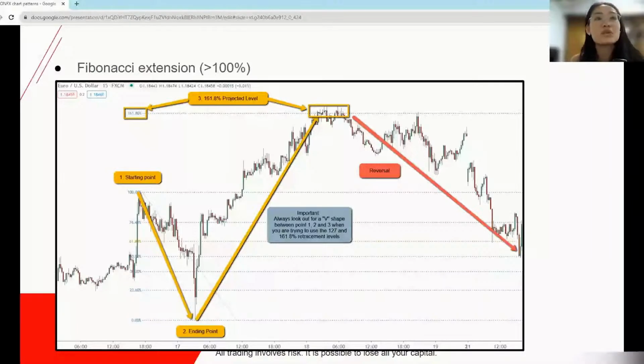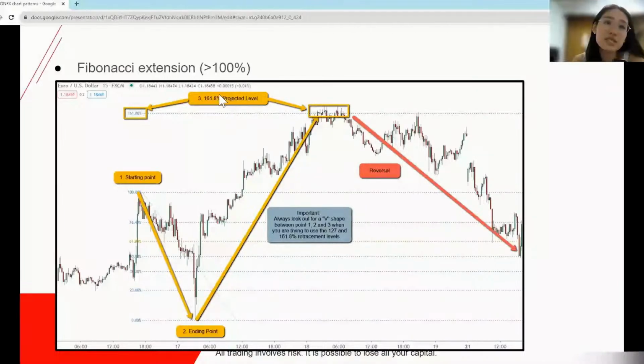Okay, so next we're talking about Fibonacci extensions. So as I mentioned earlier, Fibonacci extensions, we're looking for Nike ticks. Okay, so our starting point and ending point is the head of the tick. And then once price, we're looking at this V shape. Okay, so we're looking for V shape, and the tail of the tick should exceed 100% of the head. Basically, it should be longer than the head. That's what makes a tick, right?